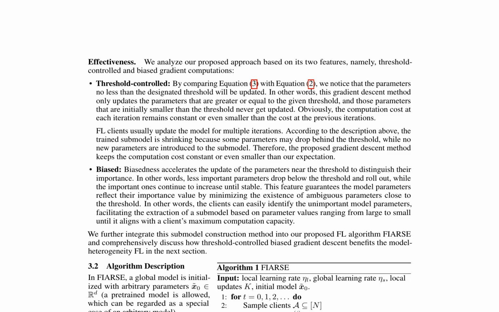FIARSE, a federated learning algorithm, integrates a threshold-controlled biased gradient descent method to address model heterogeneity. The algorithm updates parameters greater than or equal to a designated threshold, reducing computation costs and accelerating the update of parameters near the threshold. The server extracts a submodel based on parameter values and sends it to participants, who utilize local training with TCBGD to optimize the local model.